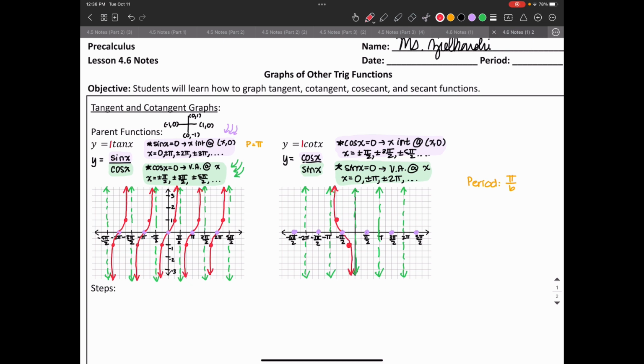And so this is what the pieces would look like in the cotangent graph. So this is what they look like, like this, and like this, and so on. And you just keep drawing. And one period would be one of those shapes that's repeating.